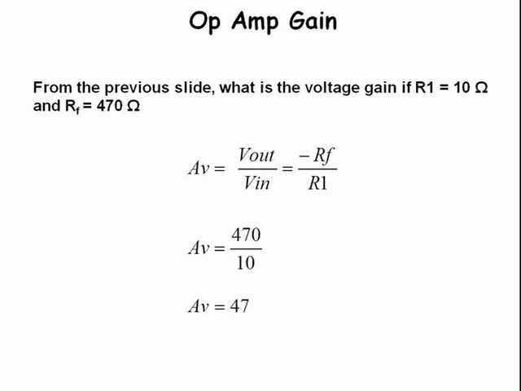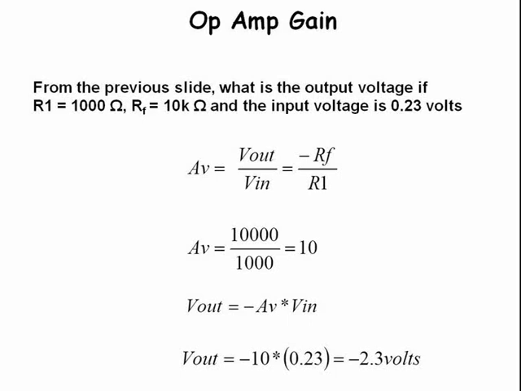From the previous slide, what is the voltage gain if R1 is 10 ohms and the feedback resistor is 470 ohms? Well, 470 divided by 10 gives you a gain of 47. What is the voltage gain if R1 equals 3300 ohms and R sub F equals 47K ohms? The gain will be 47K divided by 3.3K, which is a gain of 14.